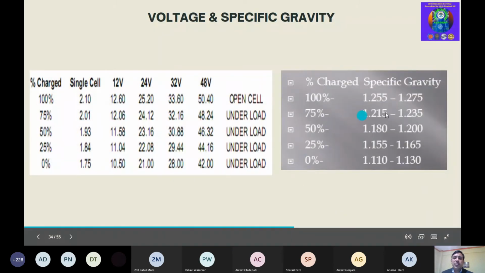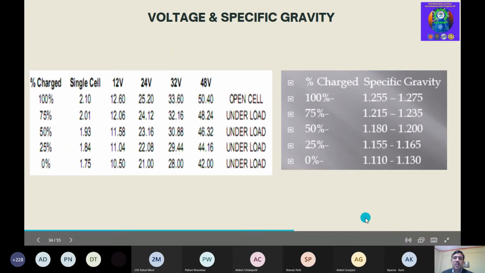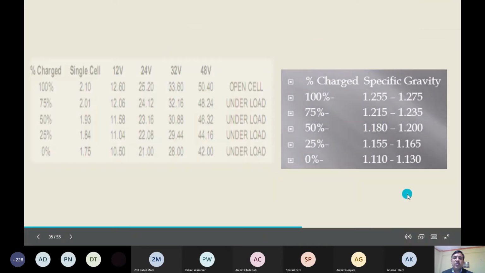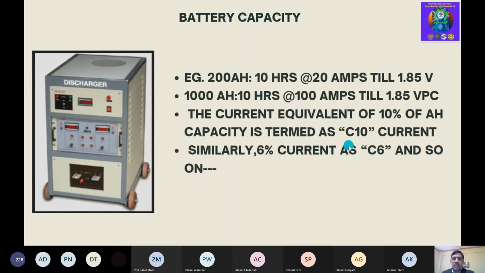These are the specific gravity ranges and how much your battery is charged. That idea you will get from the specific gravity. Suppose it is in this range, then your battery is 75% charged. Like this, from the specific gravity you can say the charging condition of the battery. This is the distilled water plant, which is used to supply electrolyte water for the station.